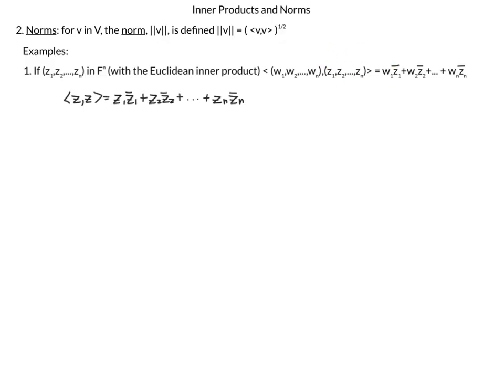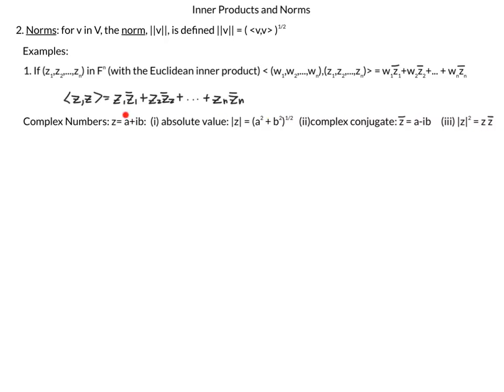So we have w1 z1 complex conjugate plus w2 z2 complex conjugate up to wn zn complex conjugate. Because the norm is the inner product of a vector with itself, I use the Euclidean inner product to take the norm of z. So I start with the inner product of z with itself, so I get z1 times z1 complex conjugate, z2 times z2 complex conjugate, up to zn times zn complex conjugate.